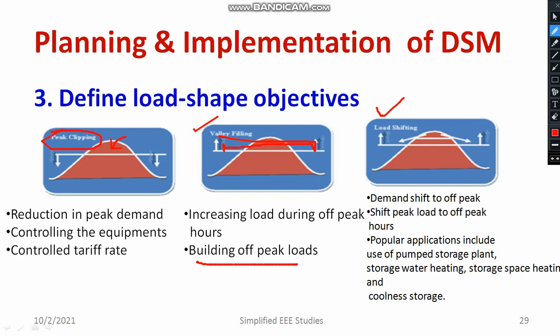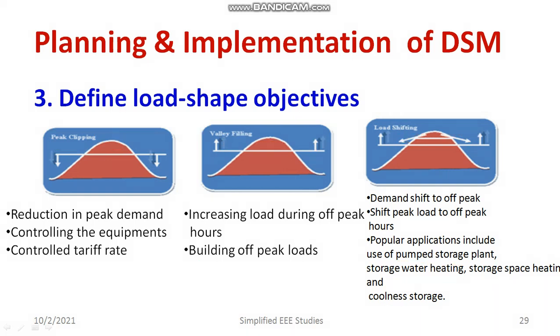The third point is load shifting, shifting of peak load to off-peak hours. You are going to shift it by using different techniques, for example a pumped storage unit, a storage water heating system, a storage space heating system, cool storage, etc. By using these techniques, the customer will be trying to shift the load from peak hours to off-peak hours. These are the various techniques associated with the customer side. That is the load shape objectives.